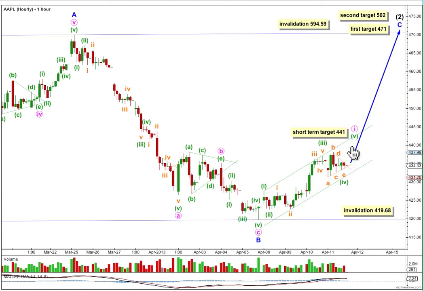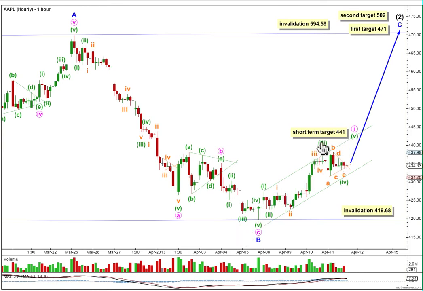Price should always exit a triangle in the same direction in which it entered. In this case, price entered the triangle trending up. We have a sideways triangle. We should see a short, sharp upwards thrust, maybe not so short, but a sharp upwards thrust for a final 5th wave out of this triangle. When price moves above 436.35, that's the D wave within the triangle, I would have confidence in saying the triangle should be over and the 5th wave should then be underway.